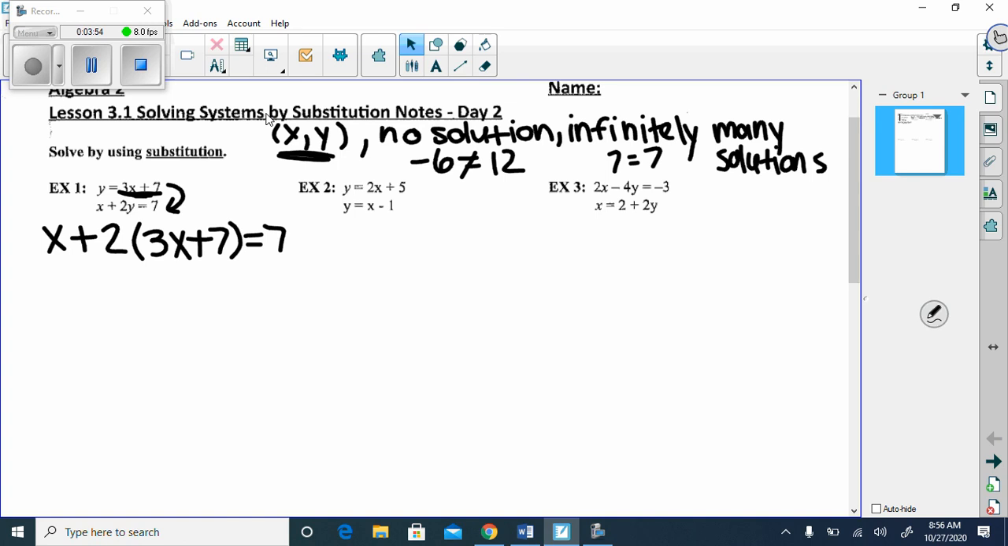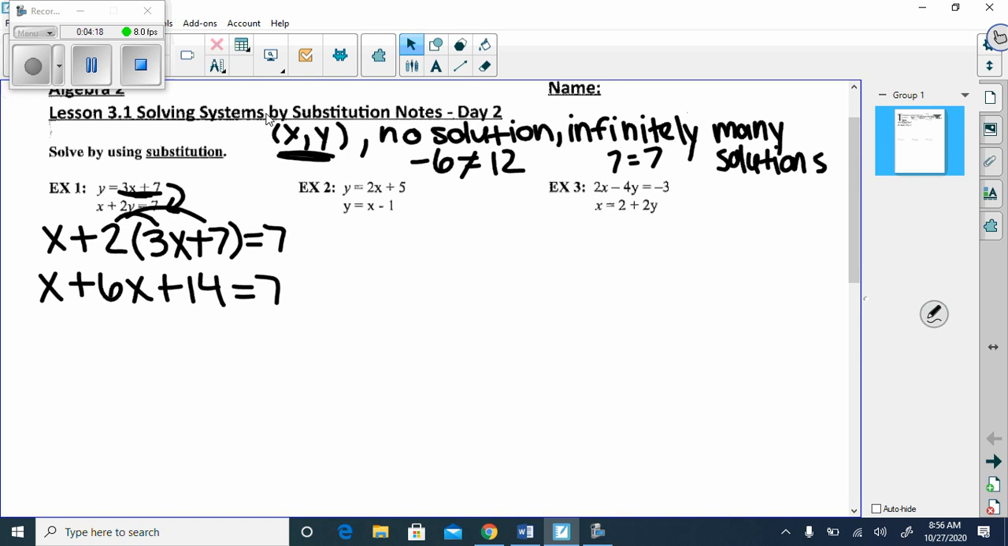So what would I need to do first? There we go. We got to distribute into that set of parentheses there. So I have x, and then I've got 2 times 3x. What's that going to give me? So I've got plus 6x. And then 2 times 7. Good.